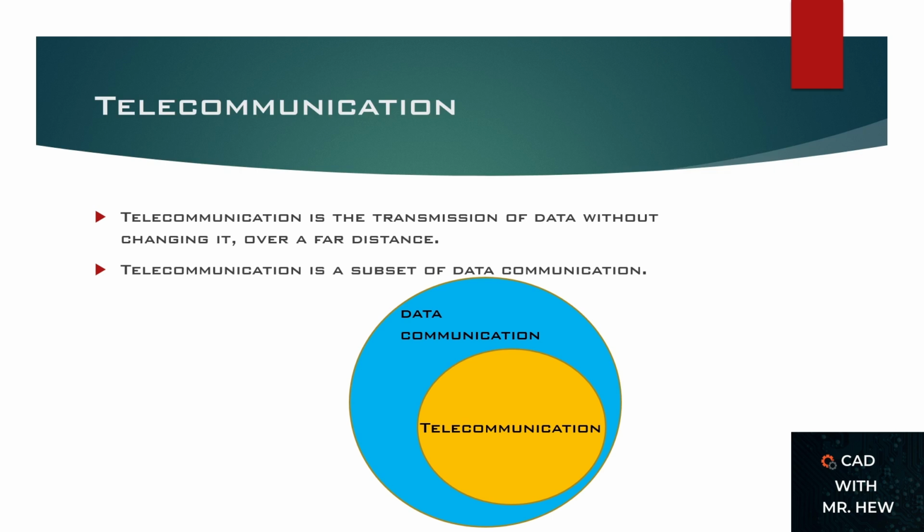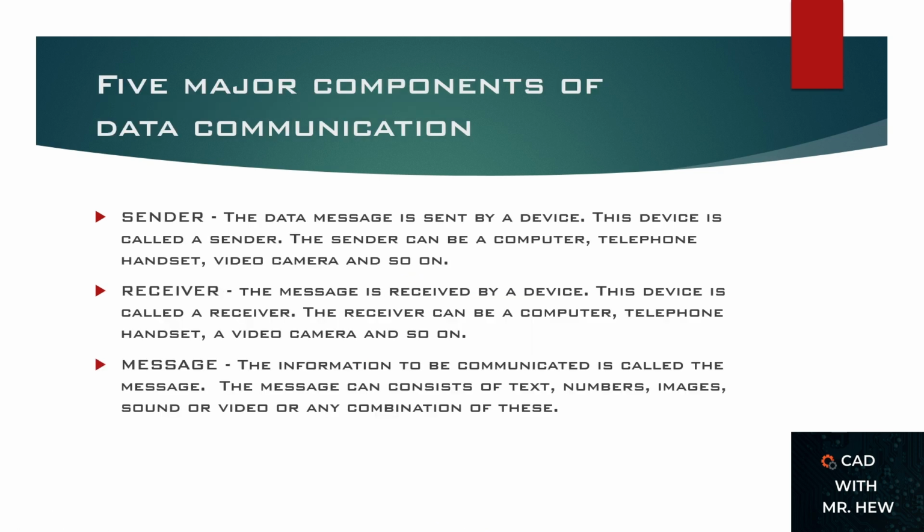Telecommunication. Telecommunication is a transmission of data without changing it over a far distance. Telecommunication is a subset of data communication. So here we have data communication, and here we have telecommunication as a subset of data communication. We'll be looking now at the five major components of data communication.